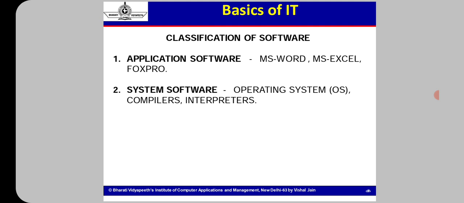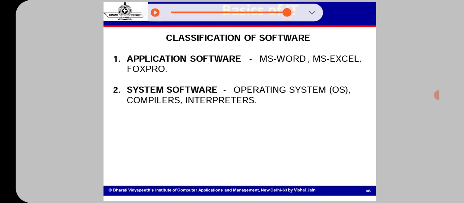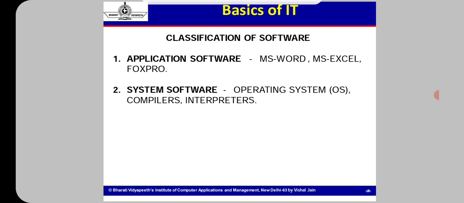Why? Because computers can understand only machine language or object code. So to convert programs, we use software called translators. Generally translators are of two types, compilers and interpreters.